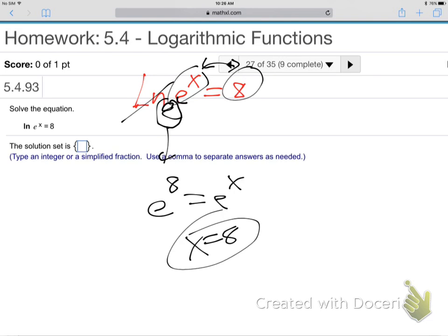You know what we learned from that? If you look back to the original, here was the original question. A natural log and an e cancel each other out. X is just 8. They're opposites. That's what we just proved, really.